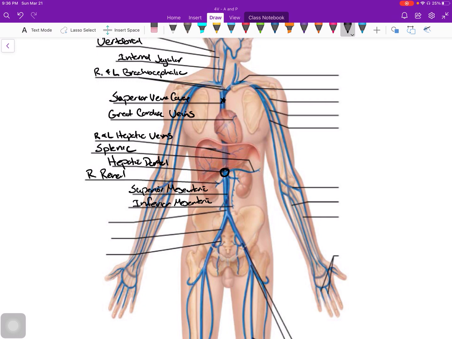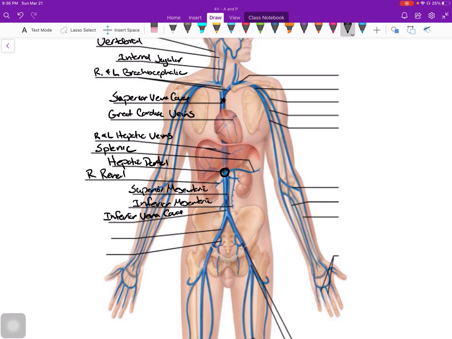Right here, guys, is the inferior vena cava. And you can see that inferior vena cava actually runs all the way up and runs behind the liver. It does not run through the liver, it runs behind the liver. Everything drains into the liver, and then those right and left hepatic veins at the top up there, guys, empty back into the inferior vena cava.